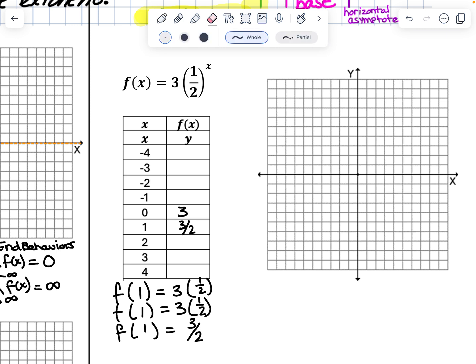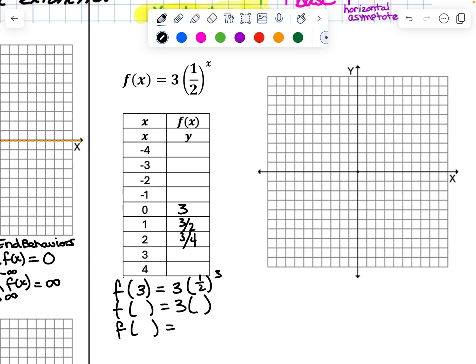Okay. What about if the power is 2? If the power is 2, that means this is 1/4, which makes this fraction 3/4. Okay. What if it's a power of 3? If it's a power of 3, that makes this an 8th, which makes this 3/8. And then this one would be 3/16.